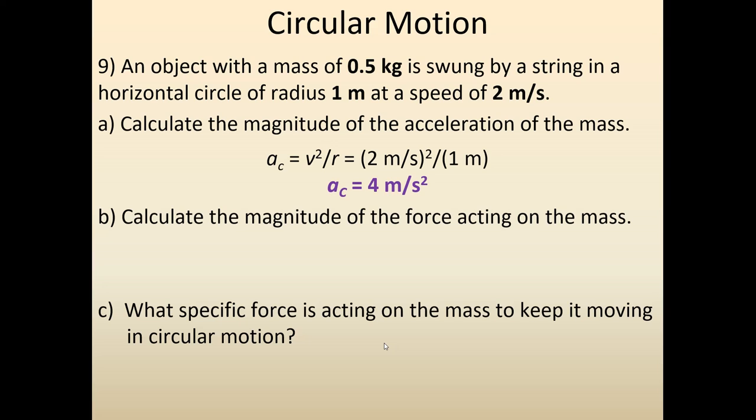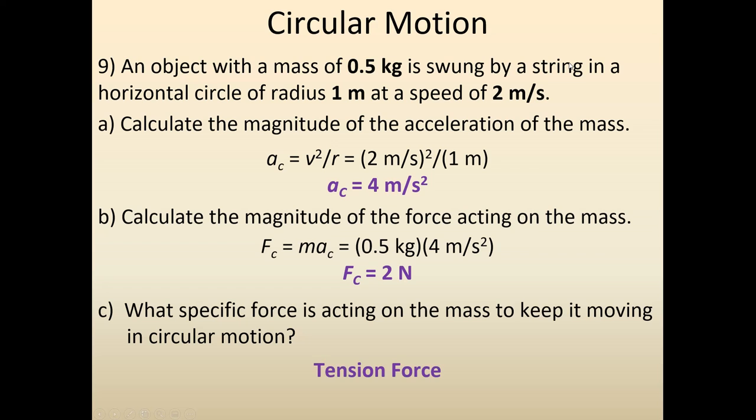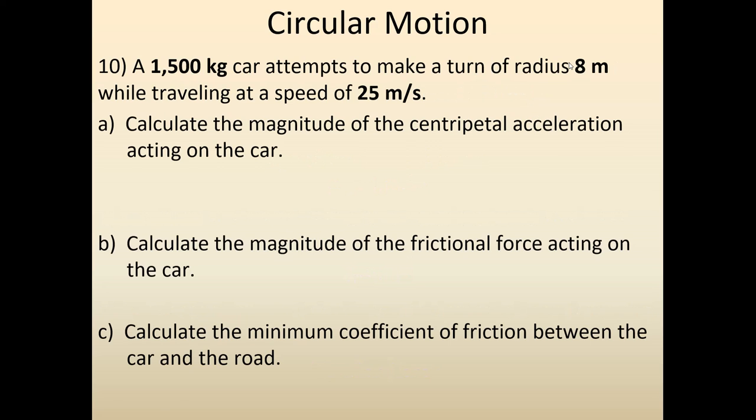Then for part B, they want us to find the force. So again, I have this acceleration. I basically put it into the net force equation, multiply the acceleration by 0.5 to get that it is 2 newtons. And then at the end, they want to know what specific force is acting on this mass to keep this in the circular motion. They mentioned that it's being swung by a string, so that is a tension force. All right. Here's the next question.